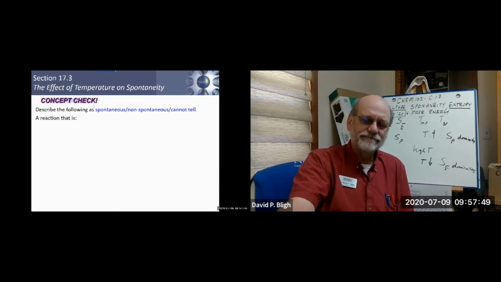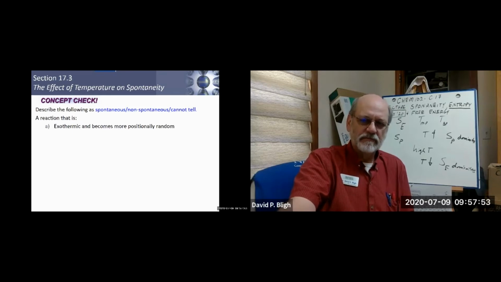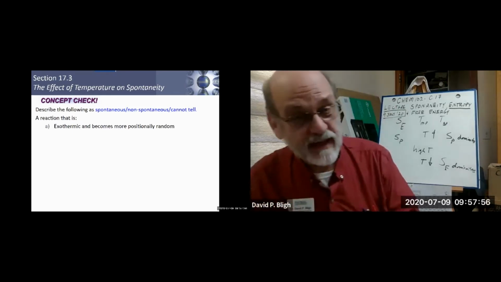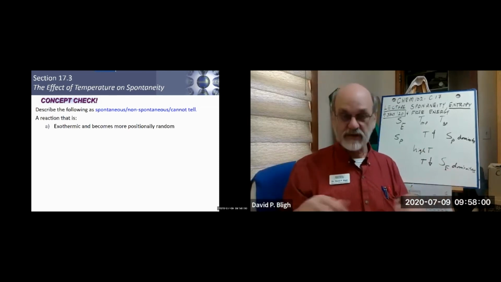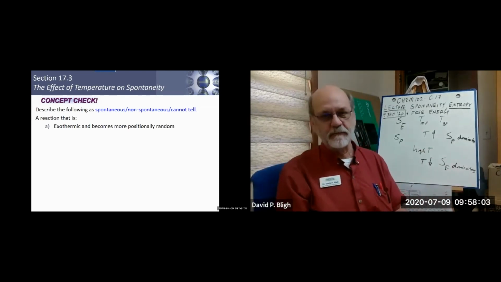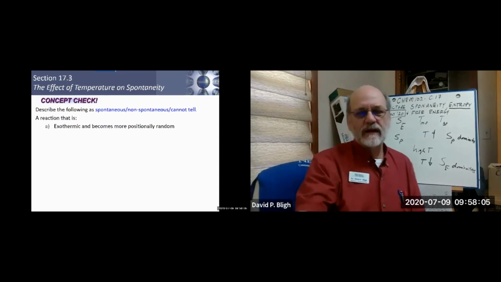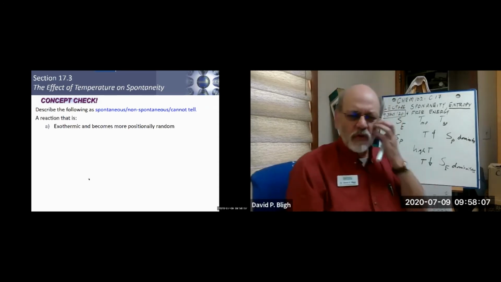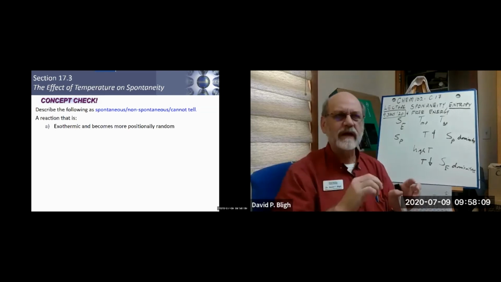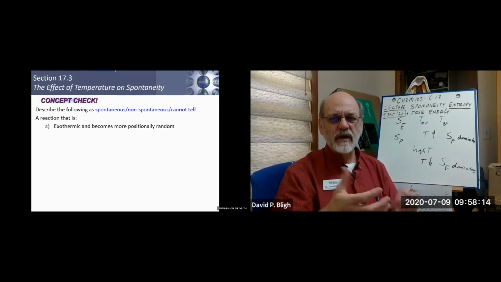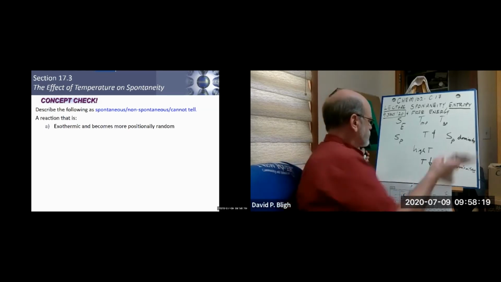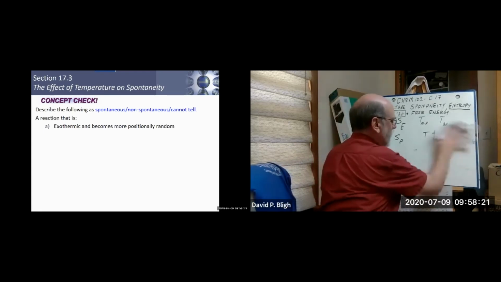So at the melting point, we find that the energy and positional randomness are in balance. All right. Let's see if we can make sense of this: can we say spontaneous, non-spontaneous, or there's not enough information? So let's look at these examples. If a reaction is exothermic, it gives off energy, but it becomes more positionally random. Let's see if we can conceptualize that.